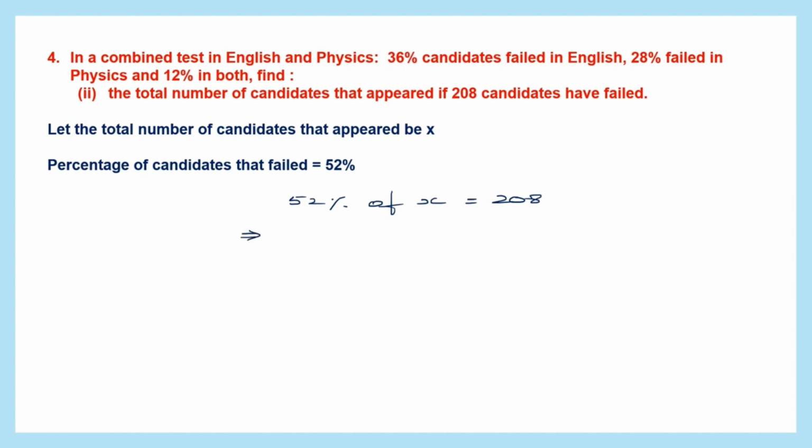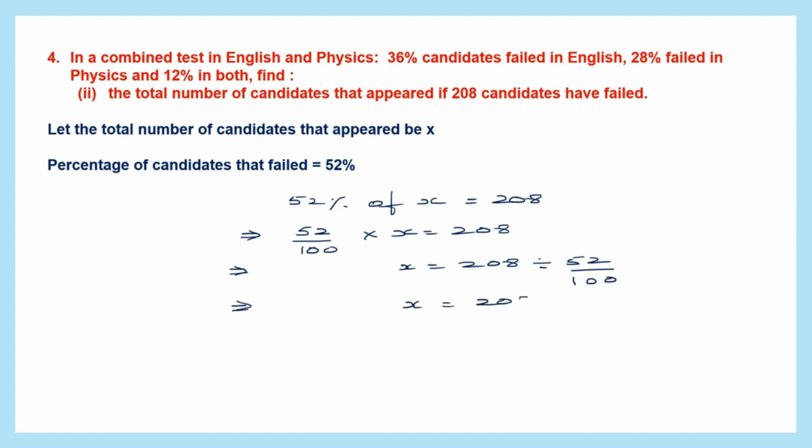So 52% of X means 52 by 100 into X is equal to 208. Now we're going to find the value of X. So X is equal to 208 divided by 52 by 100. Because it's multiplication on the left hand side, when it comes to the right it becomes division. So this is X is equal to 208, division changes to multiplication, and we write the reciprocal 100 by 52.